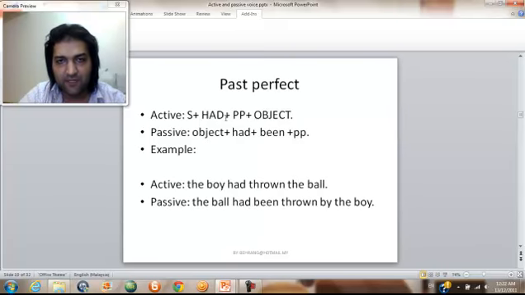Past perfect now. Subject had PP plus object is our structure in active, while object had been PP is the structure for passive in past perfect. So the example here goes, the boy had thrown the ball, while in passive we have the ball had been thrown by the boy. As you can see, had, been, and the past participle of the verb throw is thrown.